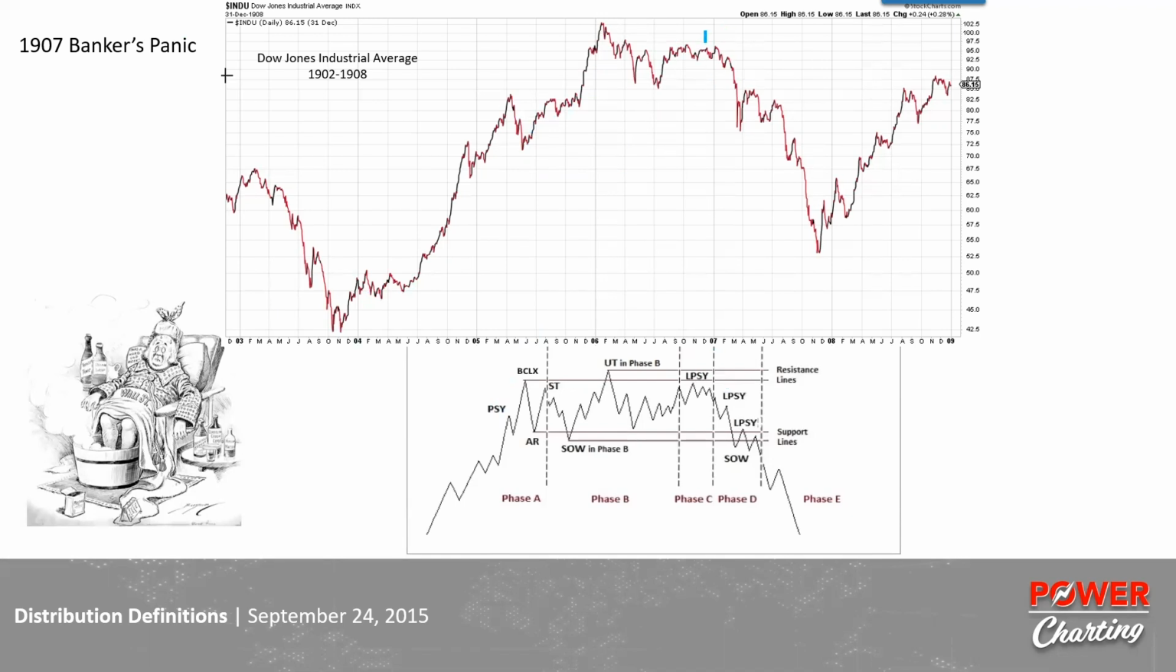You can see here it can't get back up to the prior highs, has an attempt to consolidate at this level, doesn't have the ability to get back up to the highs again, and then you get a more important sign of weakness. So here are all the elements in these phases: phase A, phase B, phase C, which is the last attempt to go to an LPSY, and then the markdown phase. This is the actual panic right here into the fourth quarter of '07.